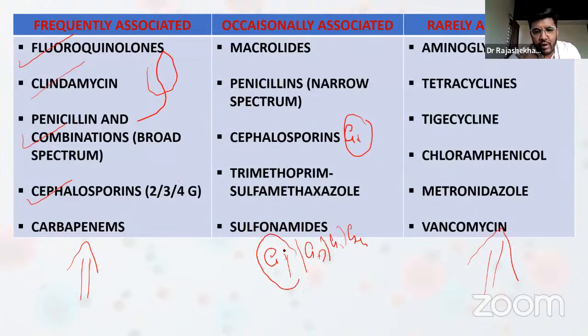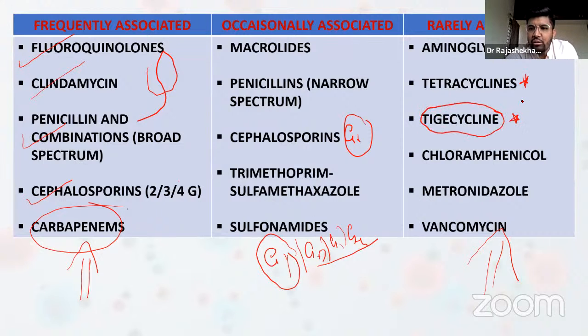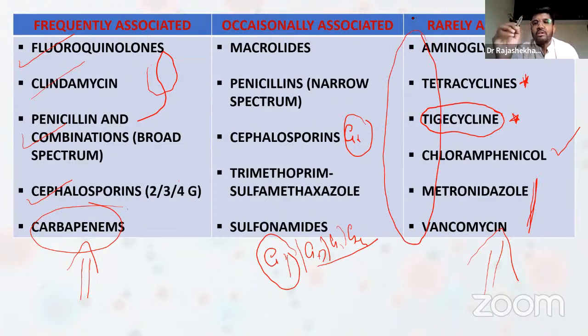So among these, generation 1 is associated with a lesser incidence of CDI, whereas the second, third, and fourth generation cephalosporins are associated with a higher or more frequent association with CDI. And carbapenems, being broad spectrum antibiotics, are also associated with this. Among the rarely associated are the aminoglycosides, the tetracyclines, and tigecycline, a new, very good tetracycline class drug, and chloramphenicol, an old drug, and the drugs used for the CDI itself, that is metronidazole and vancomycin, which are usually lesser associated with CDI.